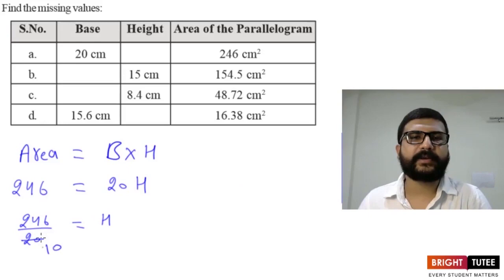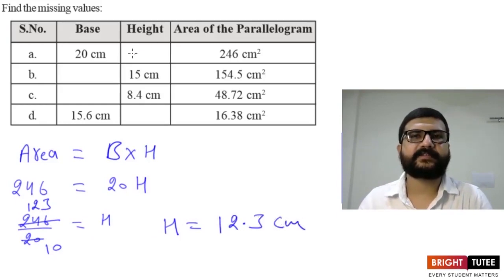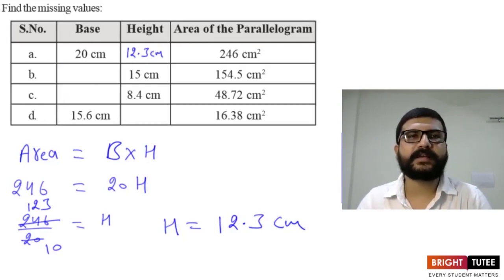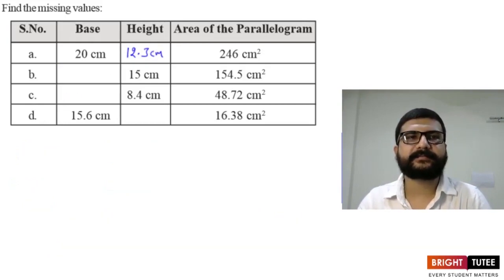2 tens are 20 and here you will get 1, 2, 3, 123. 2 into 123 will give us 246. Now we are having 123 upon 10. So therefore we can say height is equal to 12.3 centimeters. So we will write it here 12.3 centimeters. Now let's move to the next part of the question.